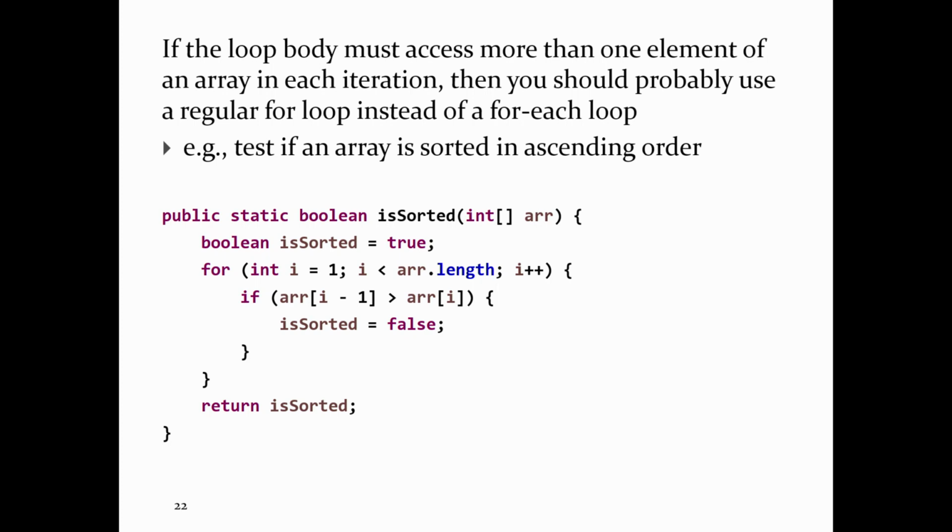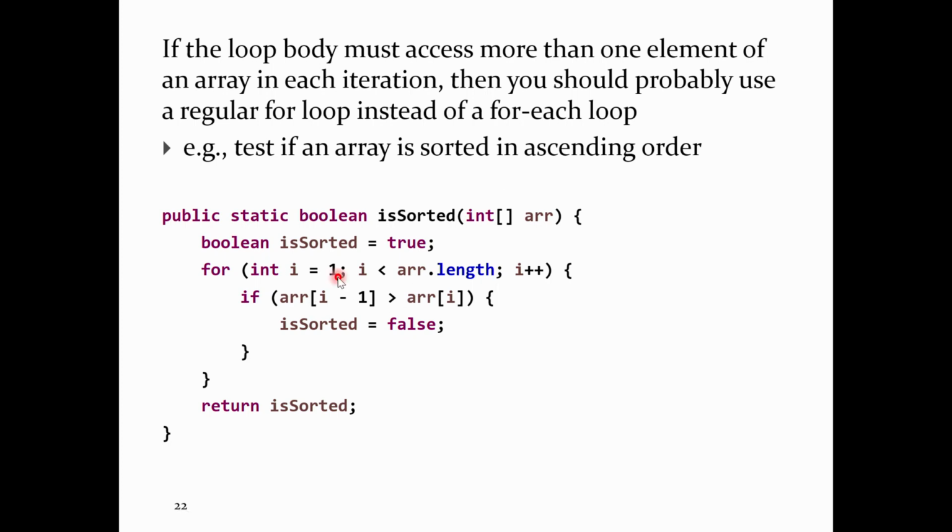So if I want to check is an array sorted, I want to look at the first and second elements of the array, and check if they're in the correct order. Then I want to check is the second and third element in the correct order, and then the third and the fourth, and so on. So I have to look at two elements at the same time.